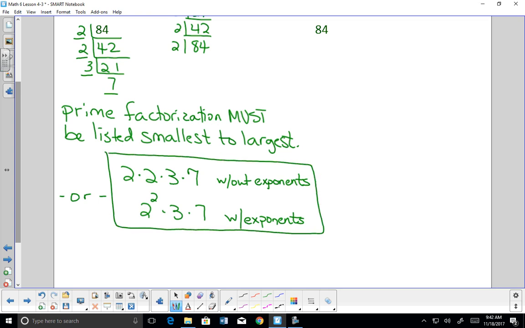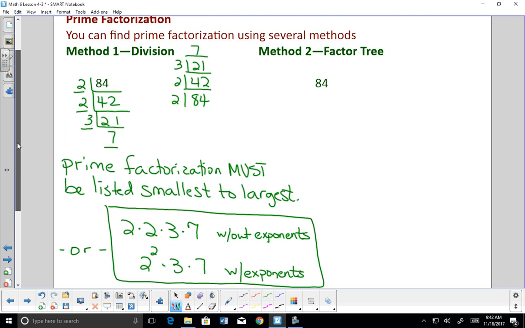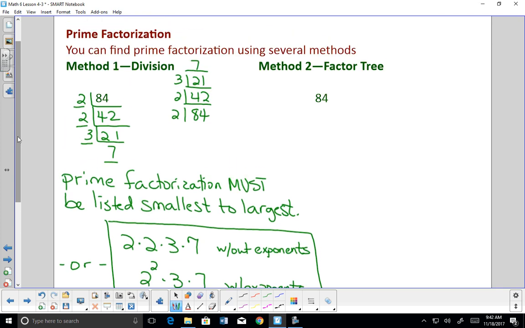What's the factor tree method? Well, it's called a factor tree because it branches out. It looks like branches of a tree. You choose any 2 numbers that you know will multiply together to get 84. Any 2 that I want. I already know that 2 times 42, so I might say 2 times 42. 2 is prime, so I'm going to circle it. I circle all my prime numbers so I don't get lost later on.